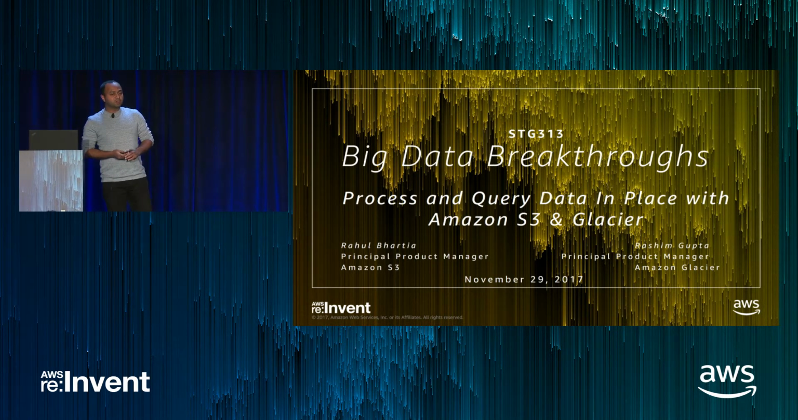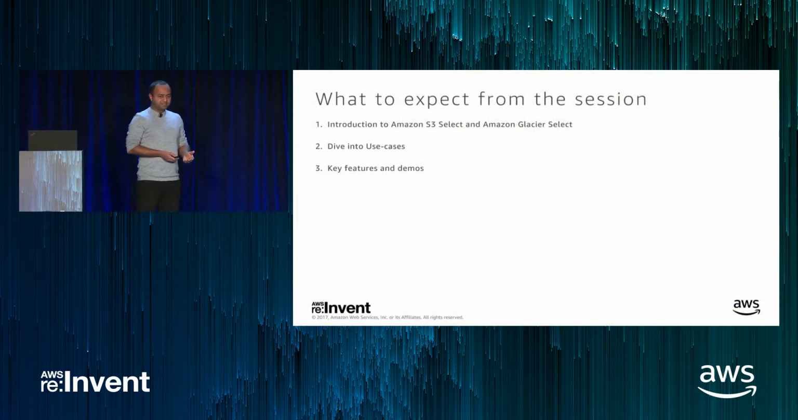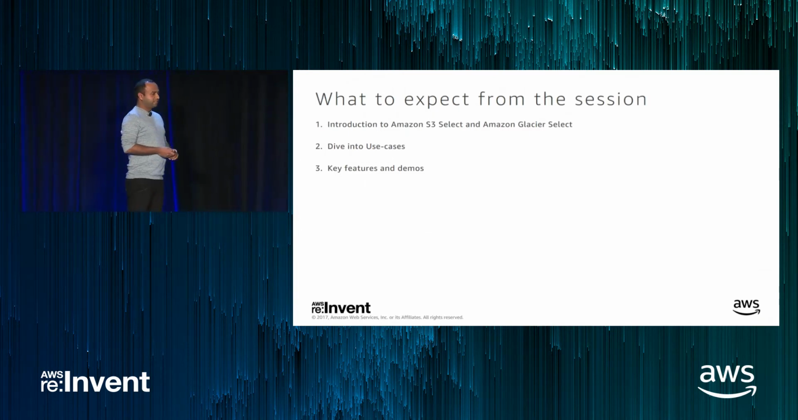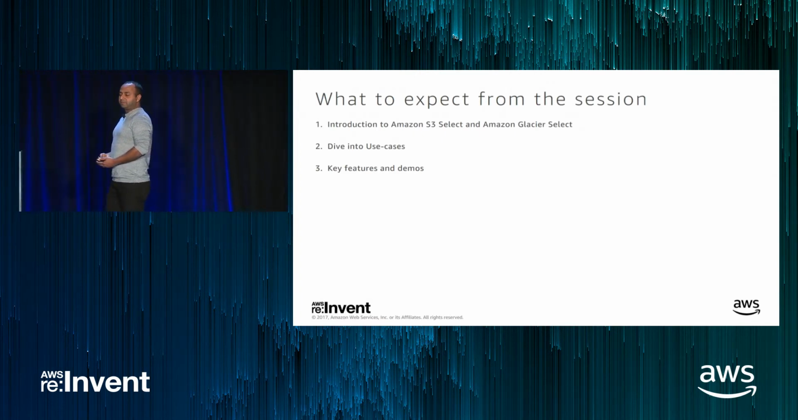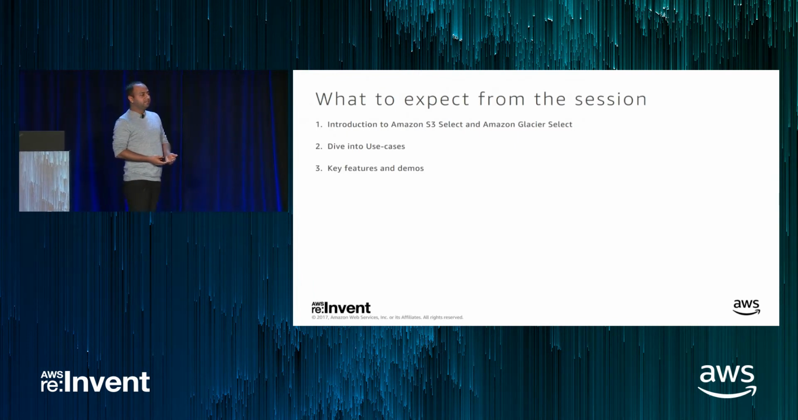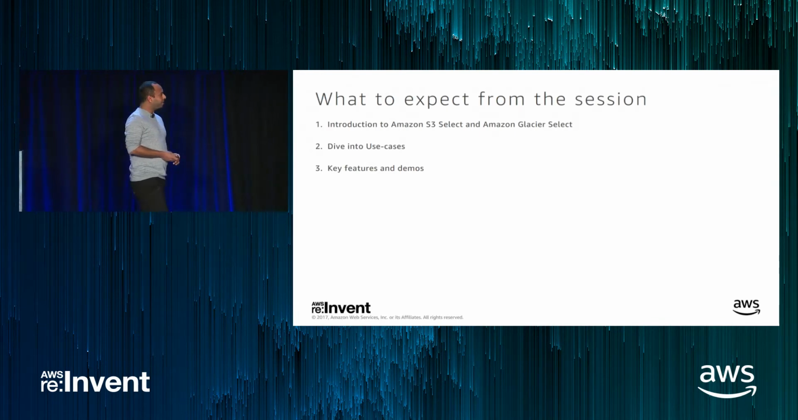So what we're going to talk about in the session is first introduce you to these two features which we announced today in the keynote, Amazon S3 Select and Amazon Glacier Select. Briefly, we'll describe what they do, how they work, how they operate, and then do a deep dive into some of the use cases in which these features apply and how they work. We're also going to do a demo in most of the use cases, to show the use case and how this technology actually operates.